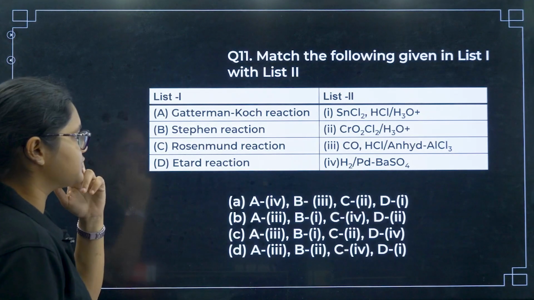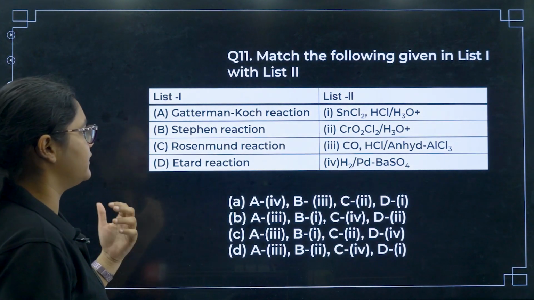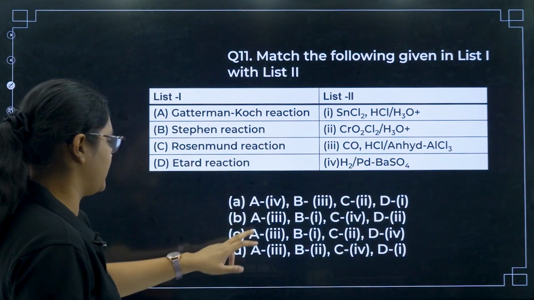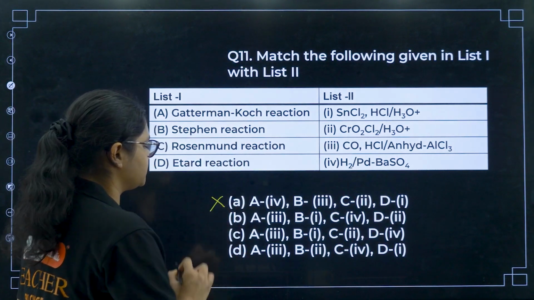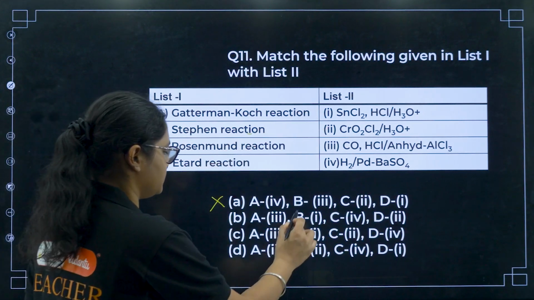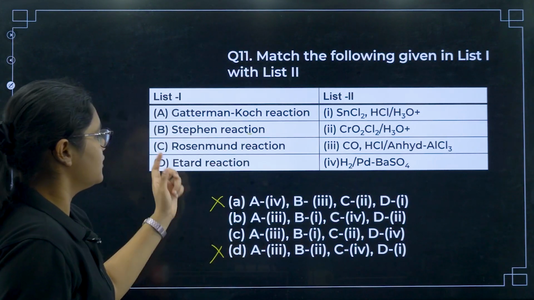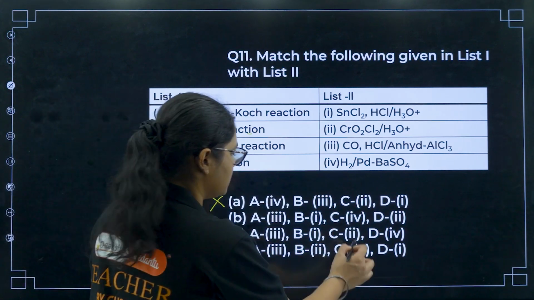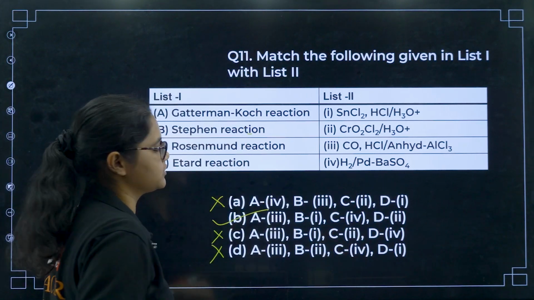Next, we have match the following given in list 1 to list 2. Gattermann-Koch reaction, CO/HCl, so A has to be 3, we can eliminate option number A. Then Stephen reduction is SnCl2, so B has to be 1, eliminate option number D. Rosenmund reaction is H2, so C has to be 4, eliminate option number C, it is option number B here.